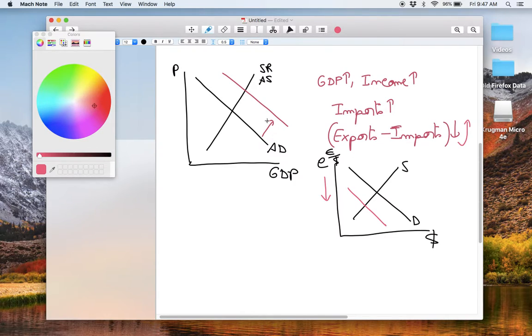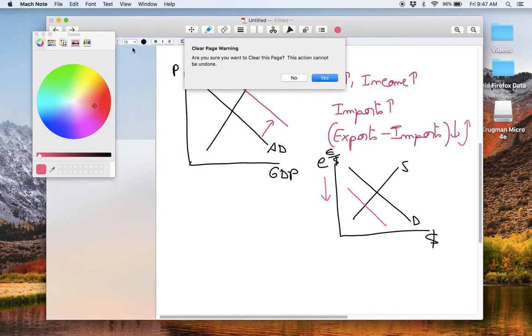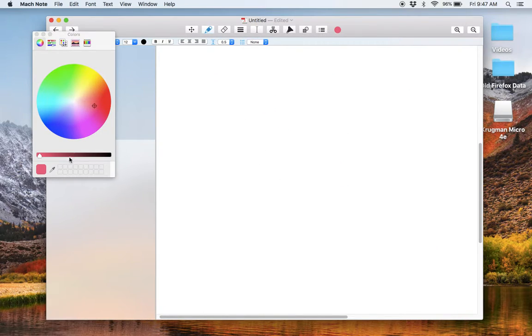And by the way, when the economy shrinks, imports go down, which means net exports go up. When net exports go up, the demand for the currency increases, the currency appreciates, and that counters the effect of the change in net exports. That is all I wanted to say.